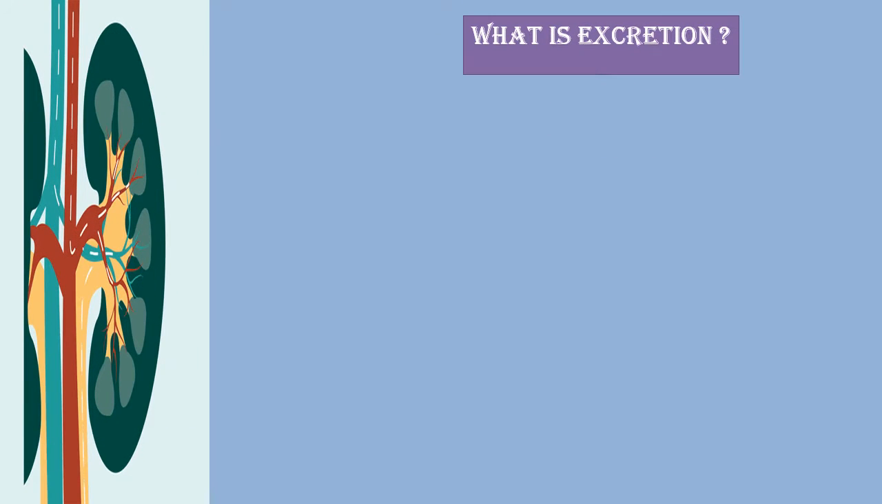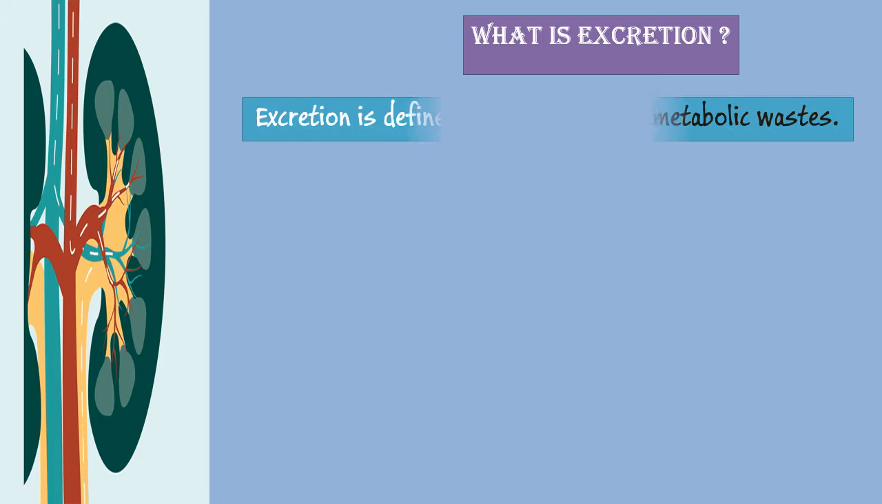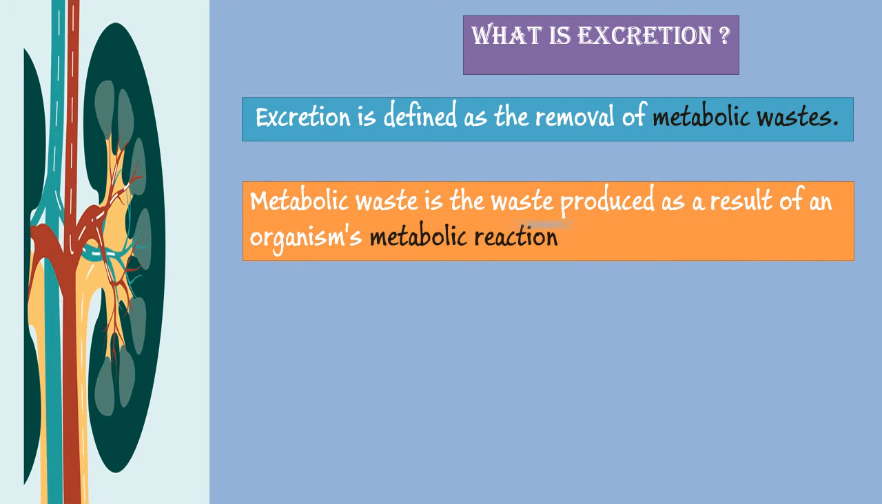What is meant by excretion? Excretion is defined as the removal of metabolic waste. And it's really important that you do state metabolic waste. Metabolic waste is the waste produced as a result of an organism's metabolic reaction.